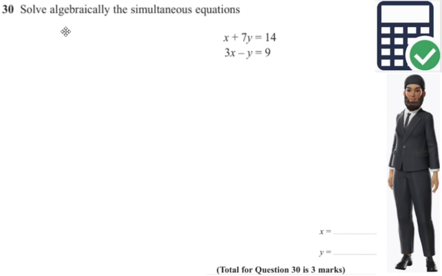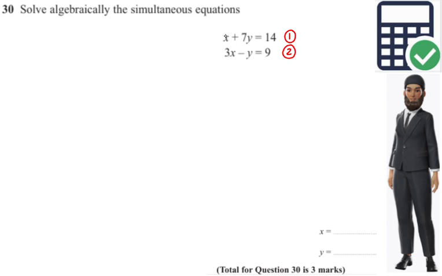It says solve algebraically the simultaneous equations x plus 7y equals 14, 3x minus y equals 9. Now first and foremost, I'm going to write down the equations. So let's call this equation number 1. Let's label it up. And then let's have a look.